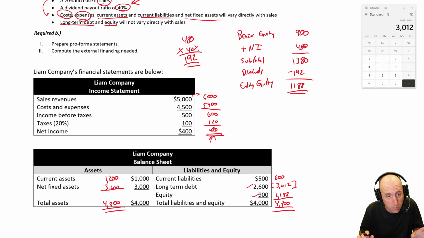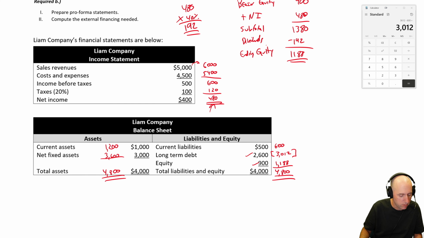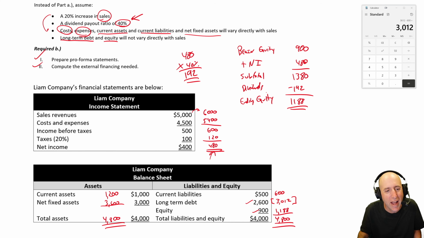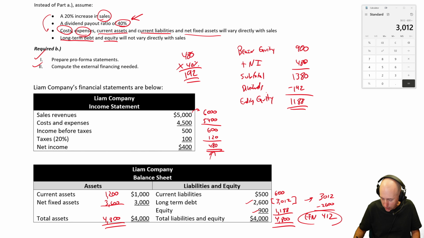So there we have it. Part B was definitely harder to do, particularly if you've never done it before, but we did it. We need to have roughly $3,000 in debt in order to make this thing work: 3,012. So prepare pro forma statements, done. Compute external financing needed. That's just saying how much new debt do we need? Well, we had 2,600. We're going to need 3,012, so 3012 minus 2,600. We're going to need $412 of new debt. The external financing needed, the new debt needed, is 412, just the additional borrowing.